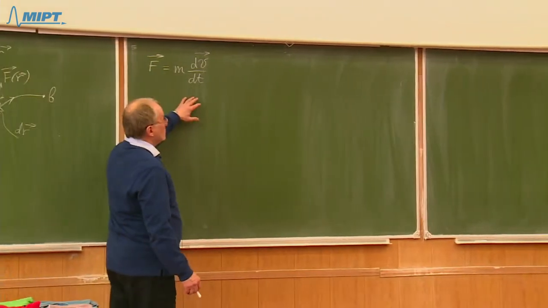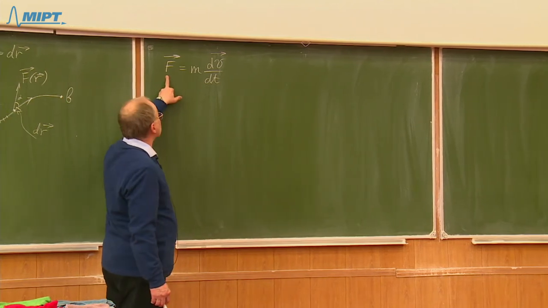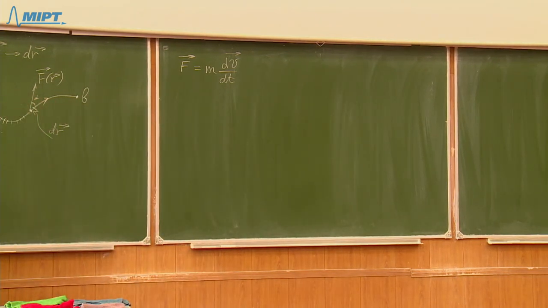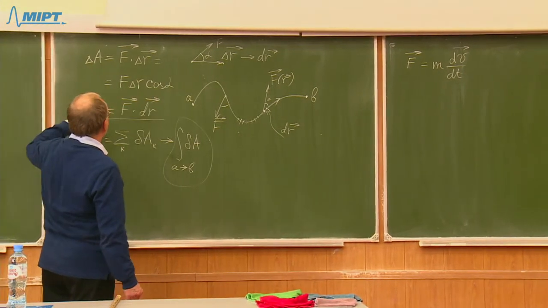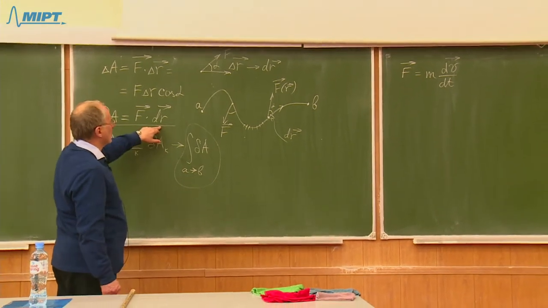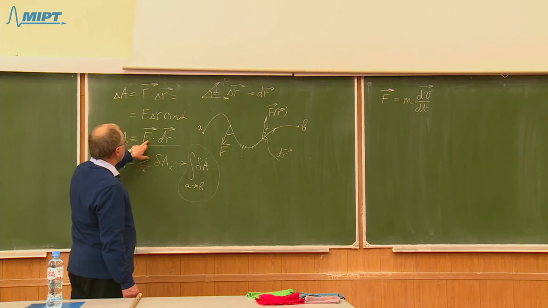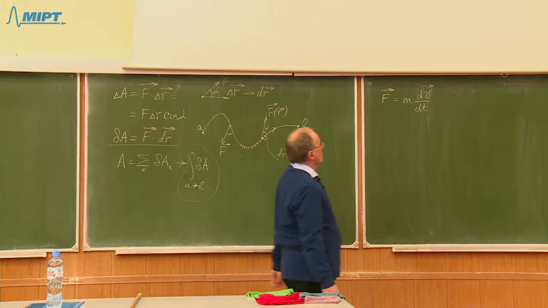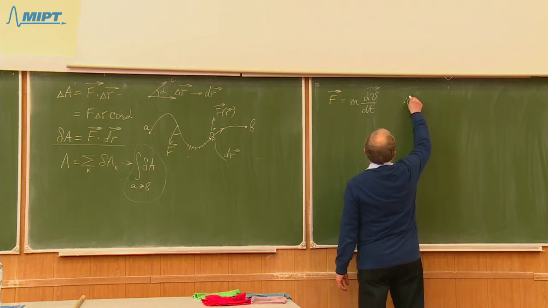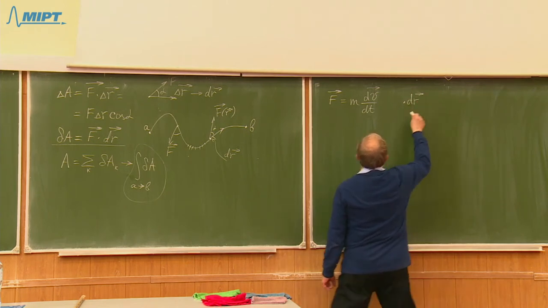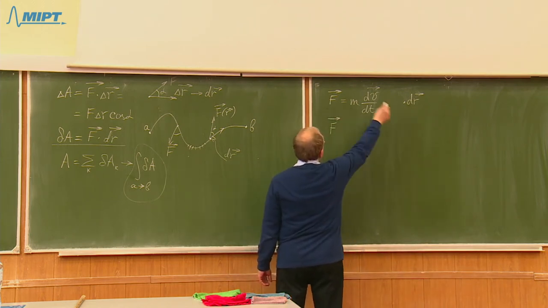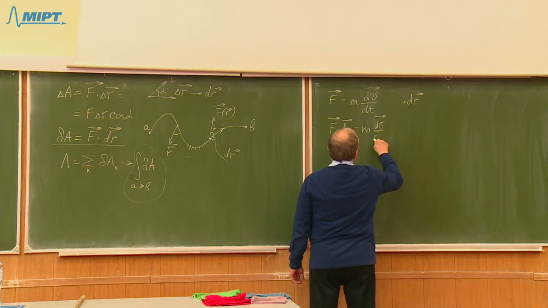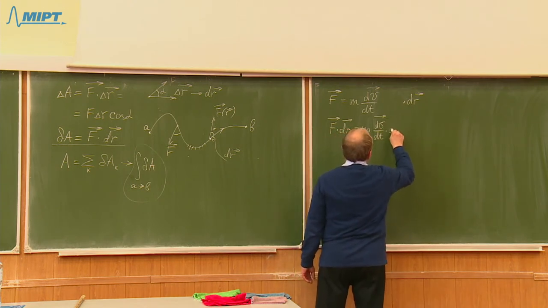So according to Newton's second law, which we know very well, a net force acting on the particle defines the particle acceleration. Now, if we recall the definition of work, in order to calculate work, we have to multiply force by dr, by the elementary displacement, by the vector of displacement. And this should be a dot product or a scalar product. So I will multiply this equation by vector dr. After that, I will obtain F multiplied by dr equals m dv/dt scalar product by dr.